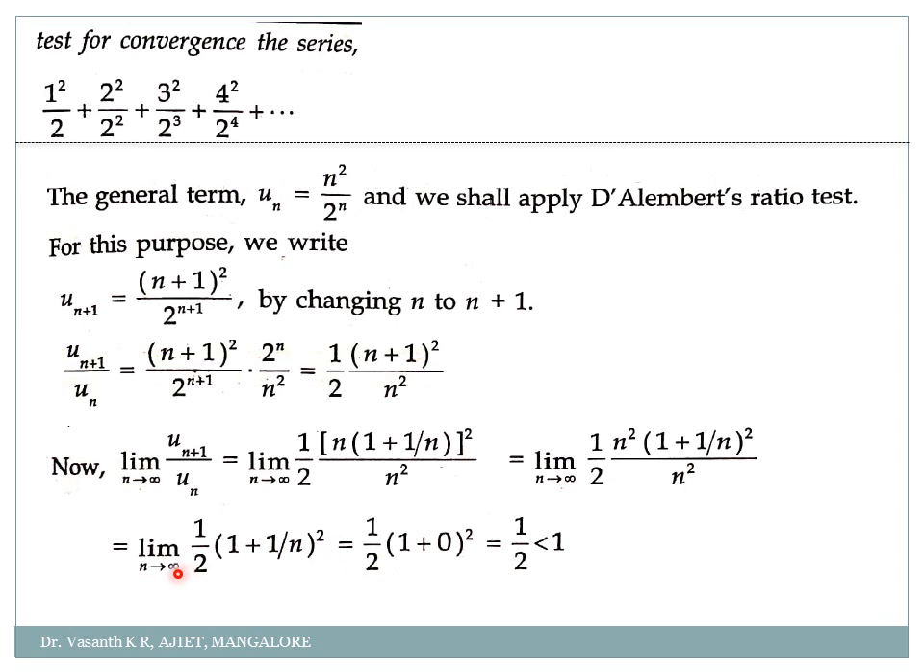Now if I apply the limits n tending to infinity, what is 1 by infinity? 0. So it will be 1 by 2 into 1 plus 0 the whole square. So I will simply get 1 by 2, which is strictly less than 1. So less than 1 means what? It is always convergent. Okay. Are you clear with this problem, my dear students?